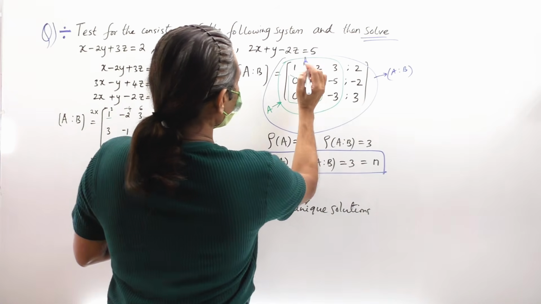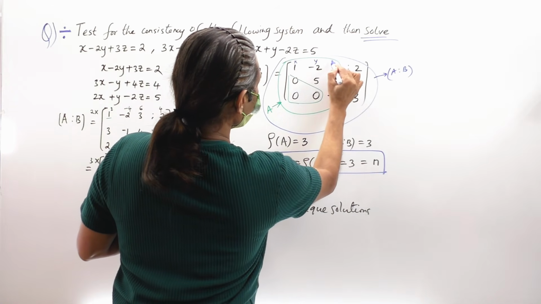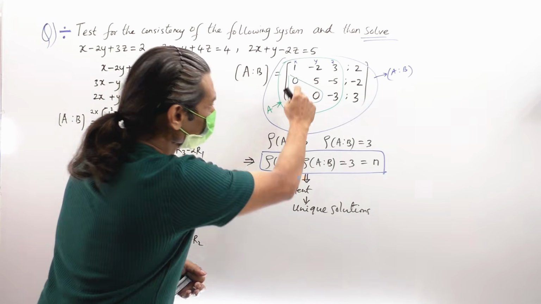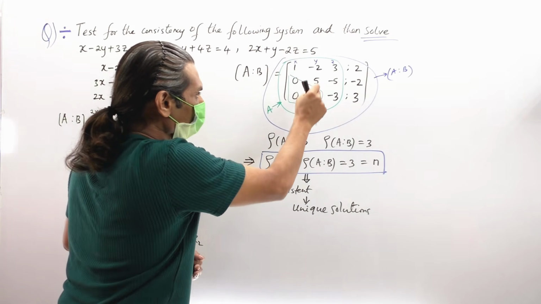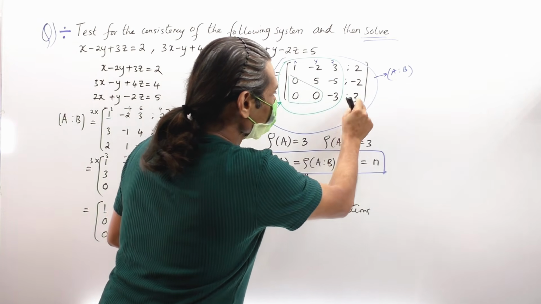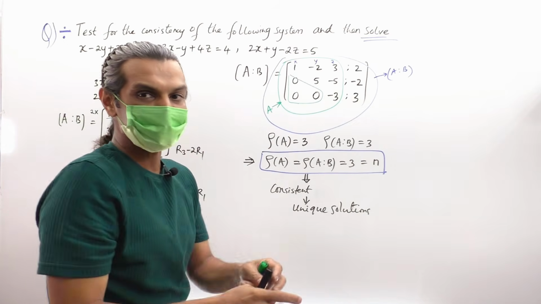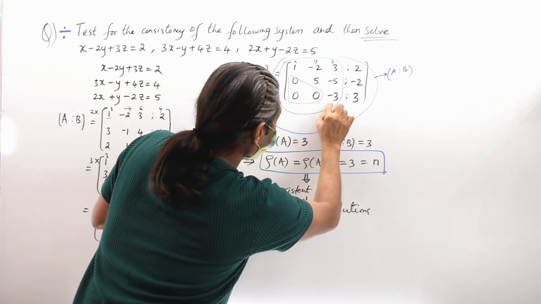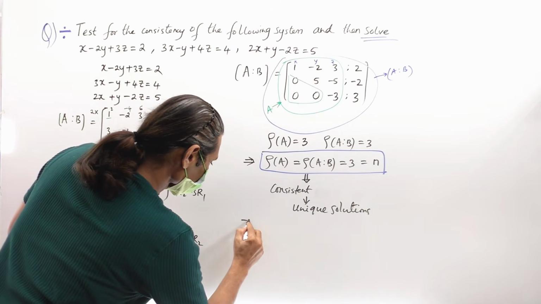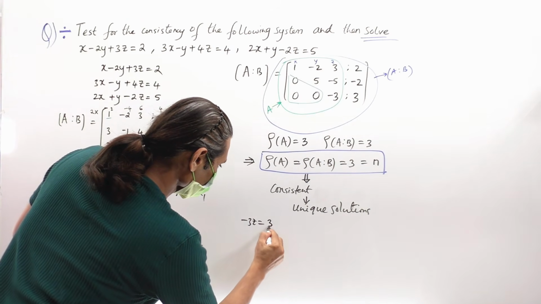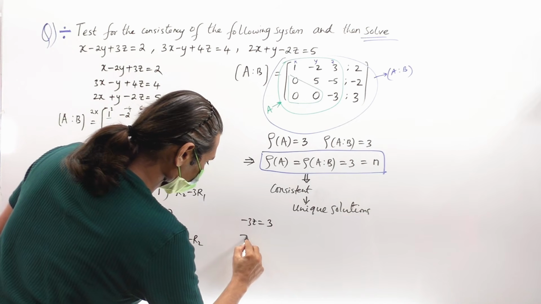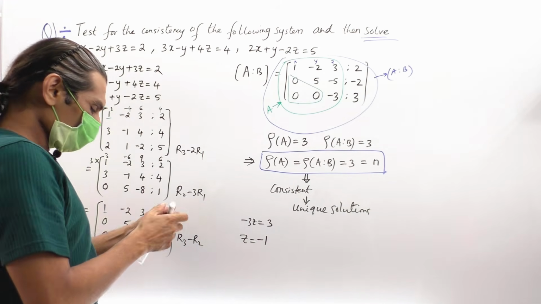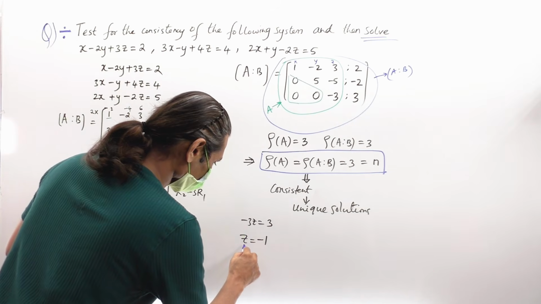I write here if you want: this is for x, this is y, and this is z. See the last row here: 0x, 0y, minus 3z equals 3, because this whole system represents an equation. Only z is there, so we have minus 3z is equal to 3, correct. So, z is equal to minus 1.